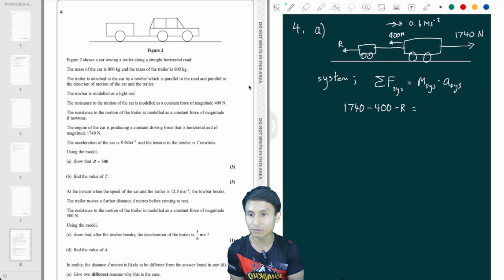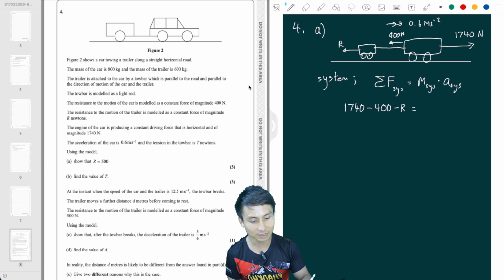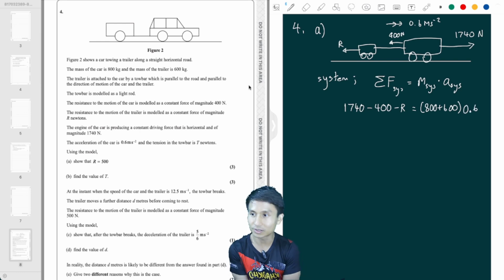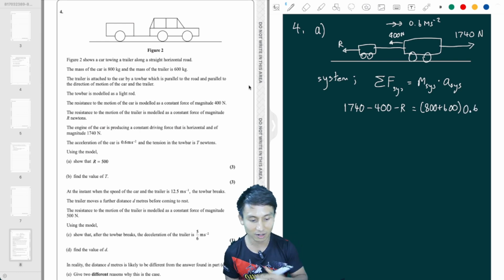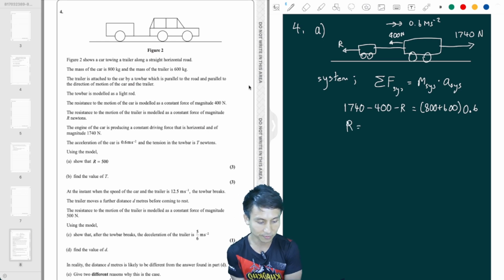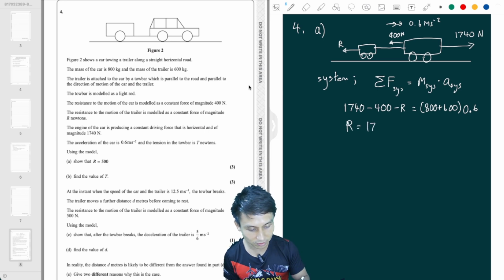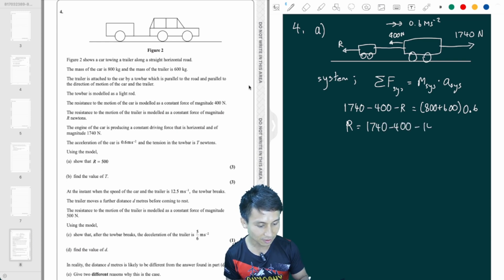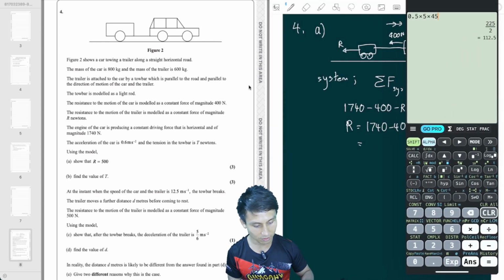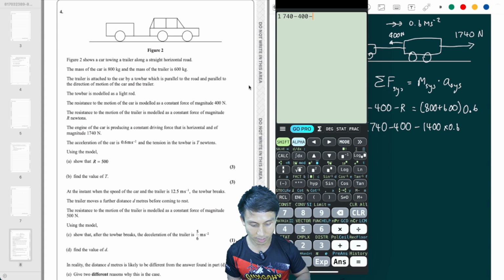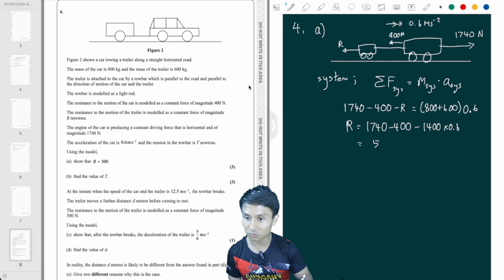M of the system is the sum of the masses, being 800 plus 600, right? And then the acceleration is already given to be 0.6. So R is equal to, doing the math, 1740 minus 400 minus 1400 times 0.6. So 1740 minus 400 minus 1400 times 0.6 gives 500 there. And so R is 500, as required.